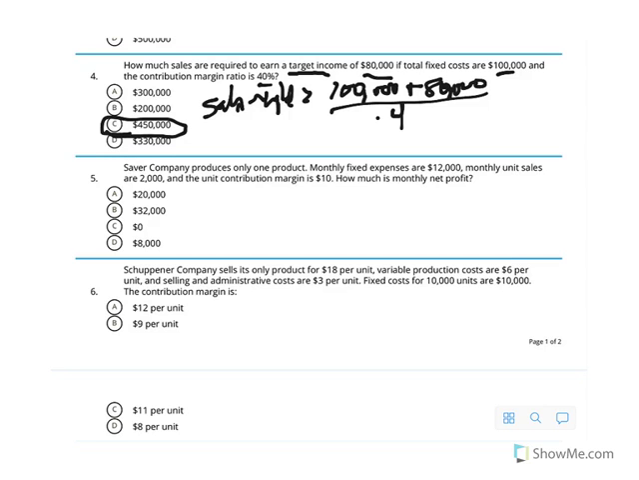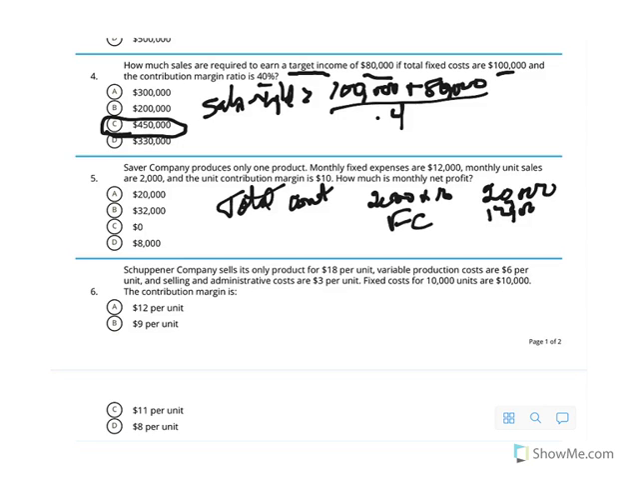Number 5, Saver Company produces only one product. Monthly fixed costs are 12. Monthly unit sales are 2,000. Okay, the unit contribution margin is 10. How much is the profit? Well, total contribution then. Go right with the contribution margin. Total contribution, 2,000 units, and I'm making $10 on each. So total contribution is 20,000. That goes to cover my fixed cost of 12,000. And what's left over is profit. So the answer here is 8,000.